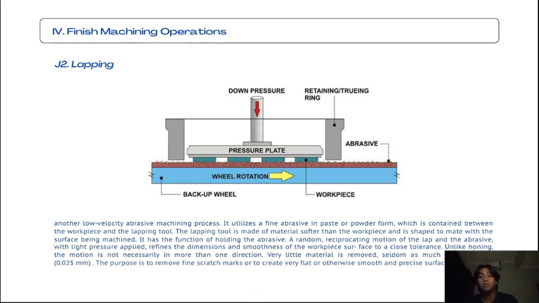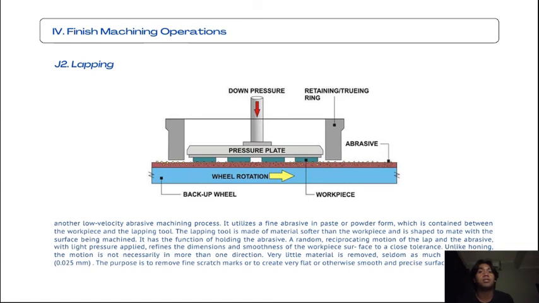Okay, now we're going to the second subtopic from finish machining operation, which is lapping. Lapping is another low velocity abrasive machining process that utilizes a fine abrasive in paste or powder form, which is contained between the workpiece and the lapping tool. The lapping tool is made of material softer than the workpiece and is shaped to mate with the surface being machined. It has the function of holding the abrasive, with random reciprocating motion of the lap and the abrasive with light pressure applied.